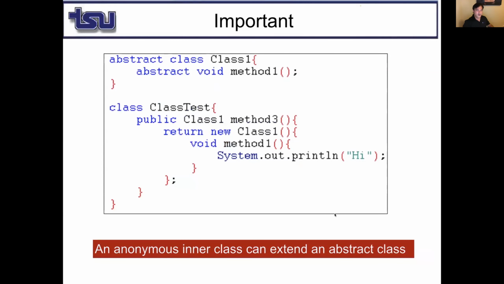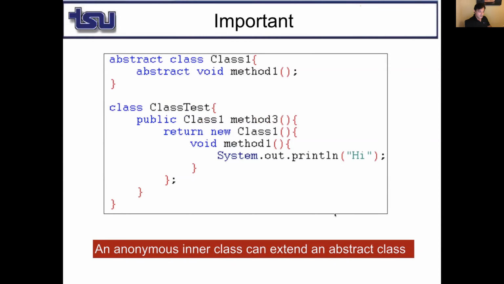How about this? Now I'm going to get a little bit confused, but it is a beautiful concept and you should get very familiar with this. As you see, I have a class 1, which is abstract. It has method 1. What happens here? Method 3, please stop the video, take a look at it for a couple of seconds. So method 3 returns a class 1 object.